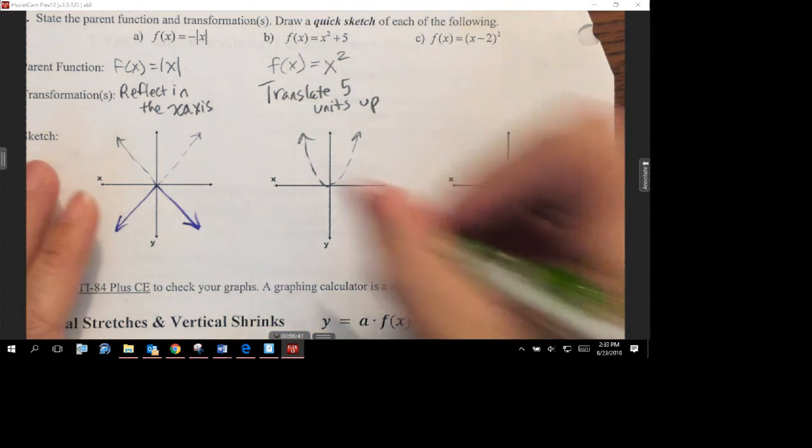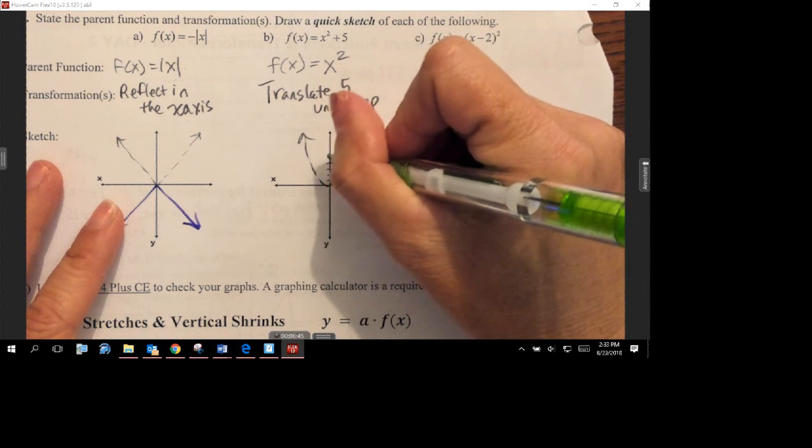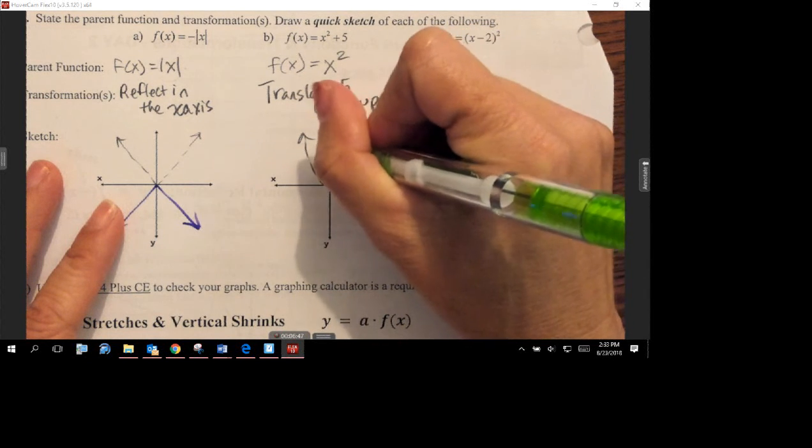So then it's a quick sketch. You're just going to count up 5. 1, 2, 3, 4, 5, and then draw another U. Solid.